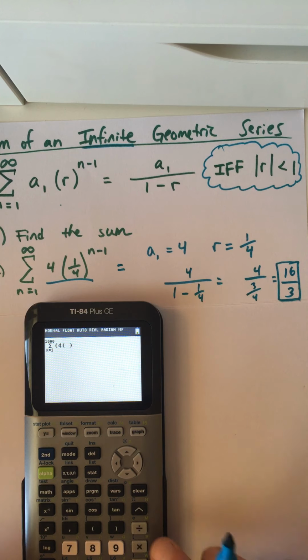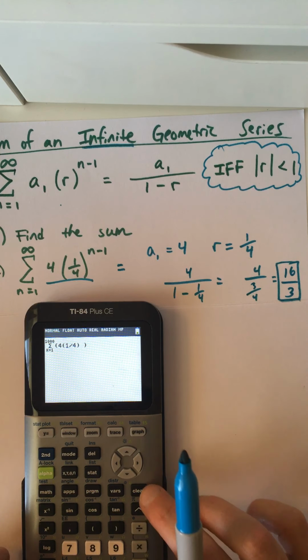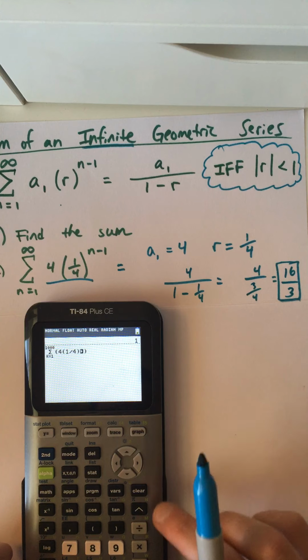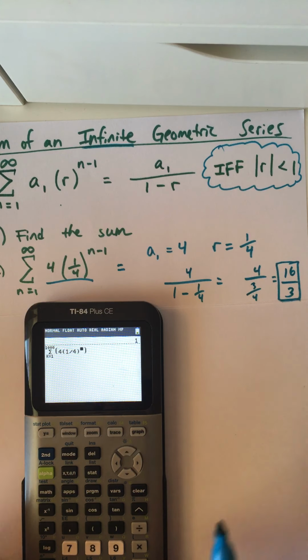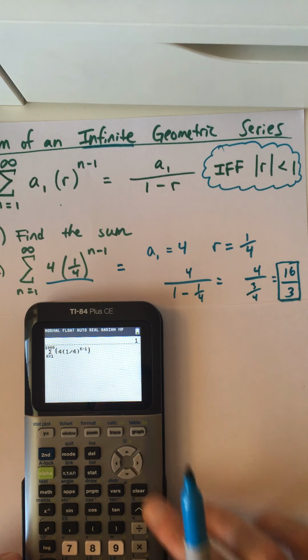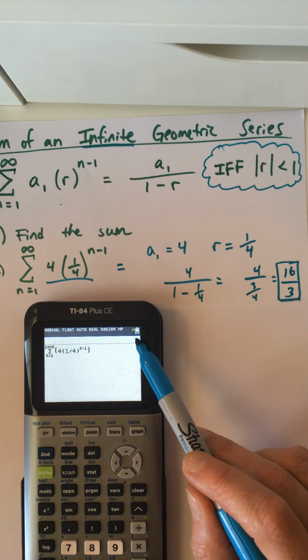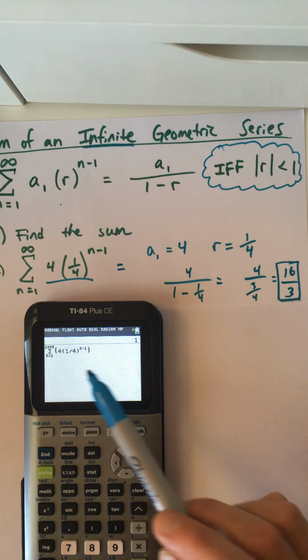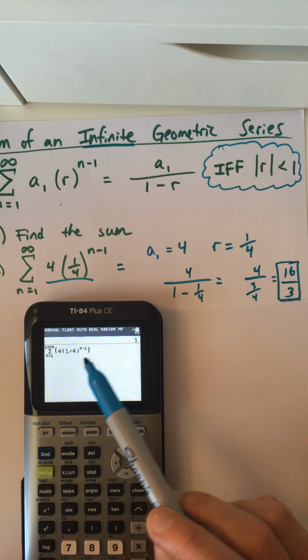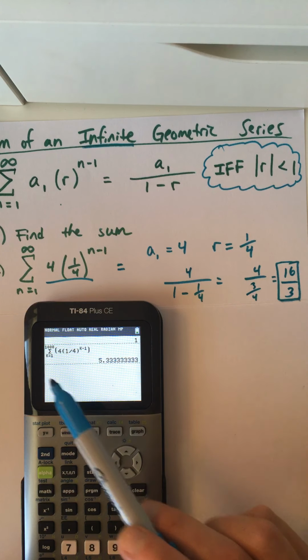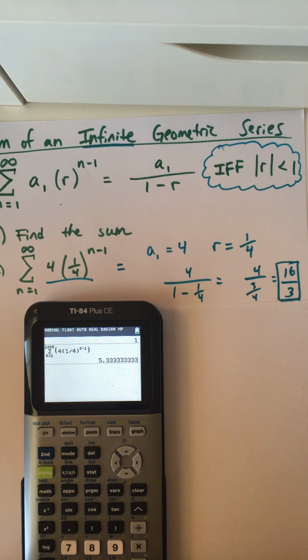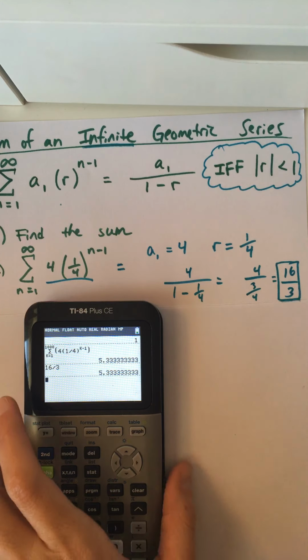4 times 1/4 raised to the power of k minus 1. So I'm going to hit alpha k minus 1. I've got the spinning wheel of death going on. It's calculating all of those terms, plugging in k equals 1 and k equals 2 and k equals 3 all the way up to 1,000 and adding them together. We get 5.33333. Let's check, is that equal to 16/3? Yes, it is. So we know that we found our correct solution.